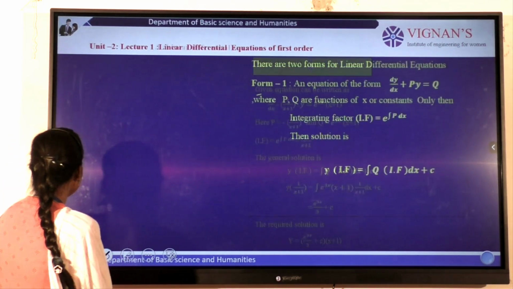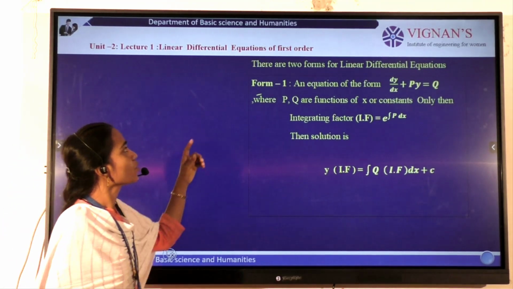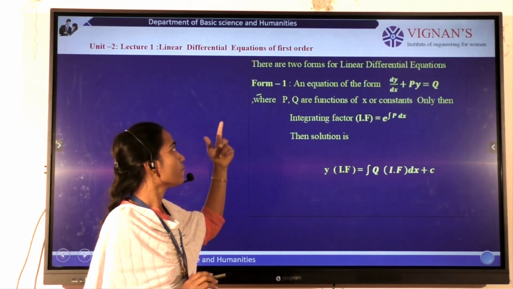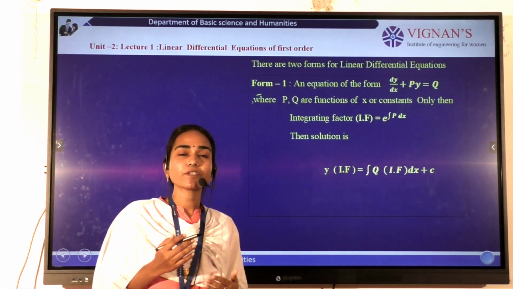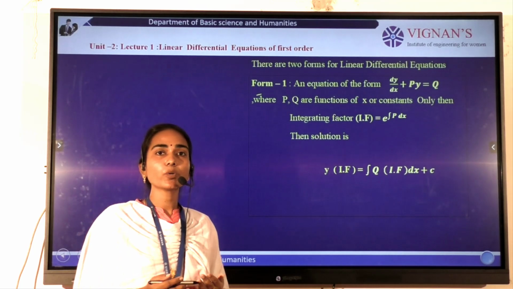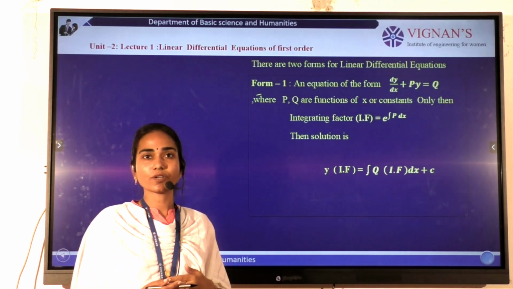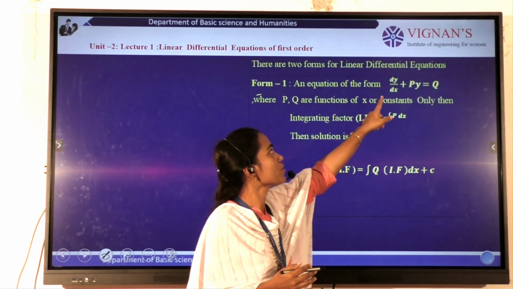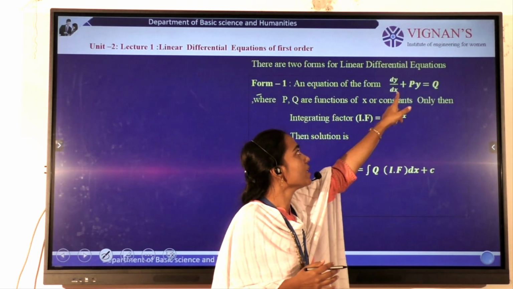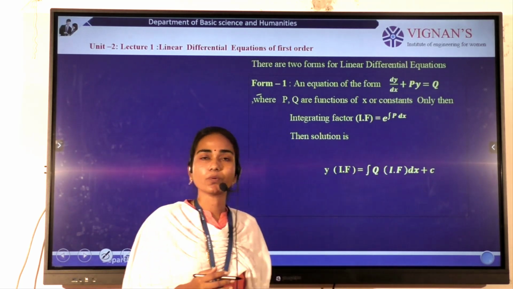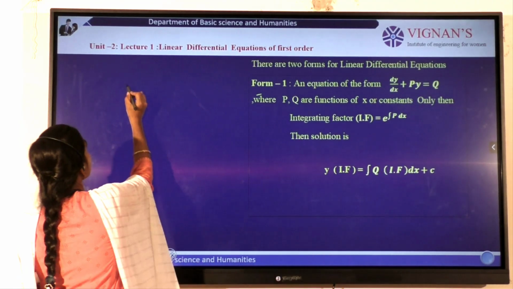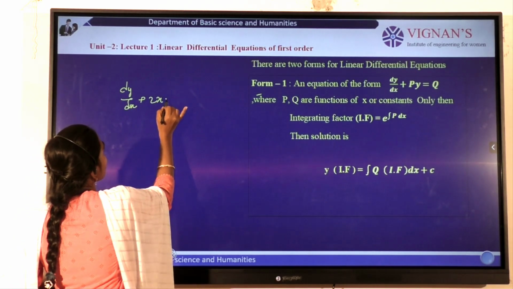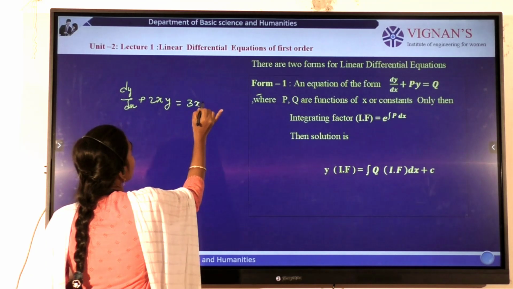So next we will go into the topic of linear differential equations. This linear differential equation of first order has two forms. Form 1 is the linear differential equation of first order in y, and form 2 is the linear differential equation of first order in x. The general form of linear differential equation of first order in y is dy by dx plus py is equal to q. Let me explain with an example: dy by dx plus 2xy is equal to 3x square.